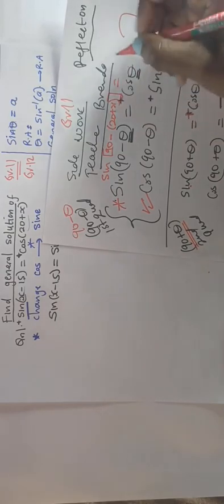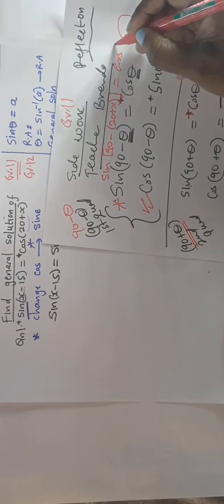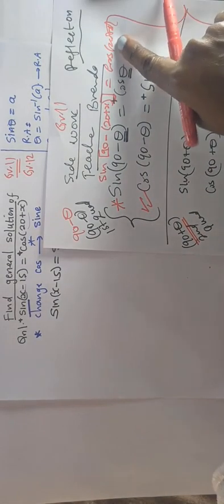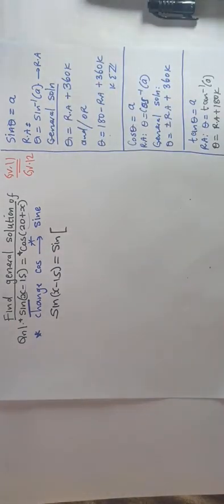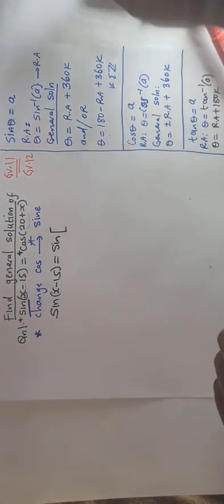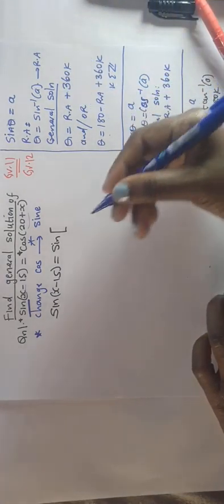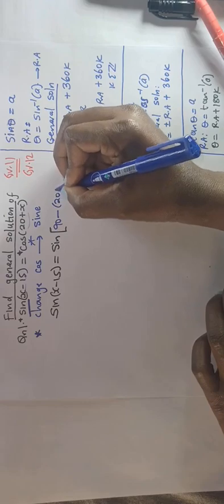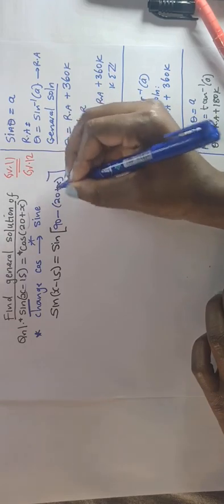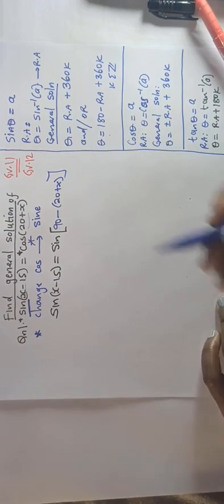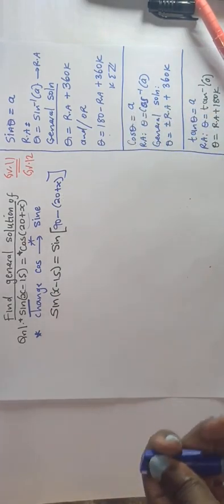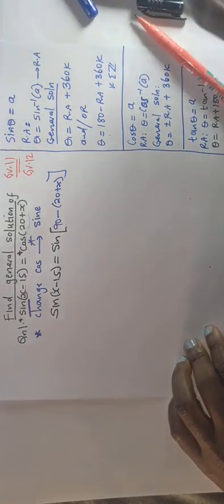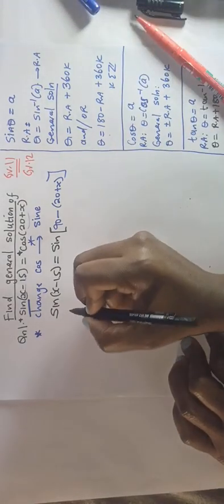Then it gave me cos 20 plus x. So where I see cos 20 plus x, I'm going to write 90 minus 20 plus x. Now these special brackets are very important. If you are careless and don't put the special bracket, you will fail because of algebra inaccuracy. So from there you continue with the working here.